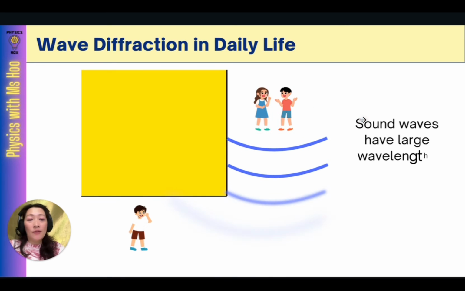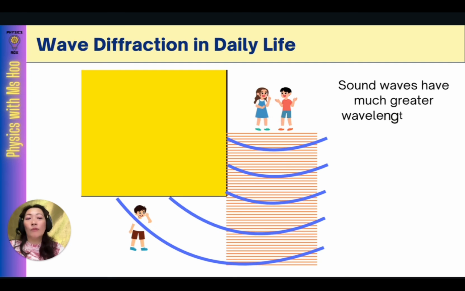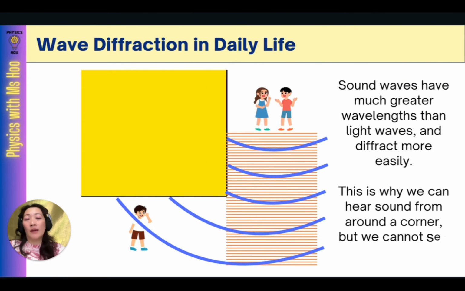Sound, on the other hand, has large wavelengths, and therefore they diffract around obstacles easily. So when the sound waves can reach our ears, we can hear the people talking, and this is why we can hear people talking from around the corner even though we can't see them. So if you are required to explain this, you talk about the difference in the wavelengths. Sound waves have much greater wavelengths than light waves and diffract more easily. So this is why we can hear sound from around the corner, but we cannot see them.